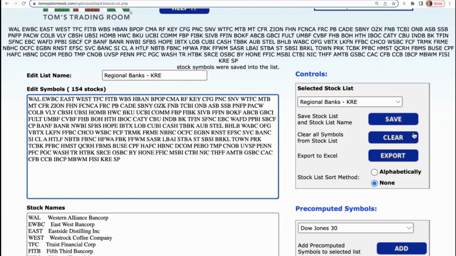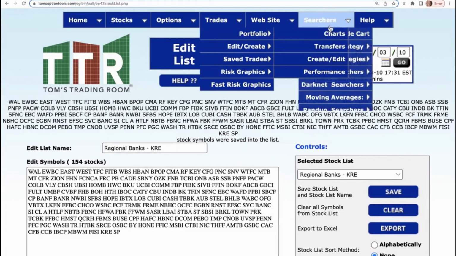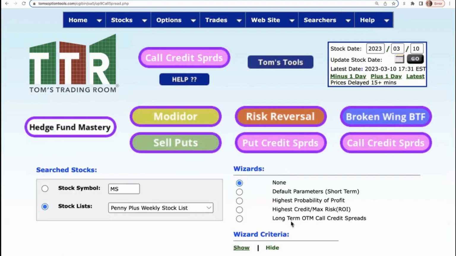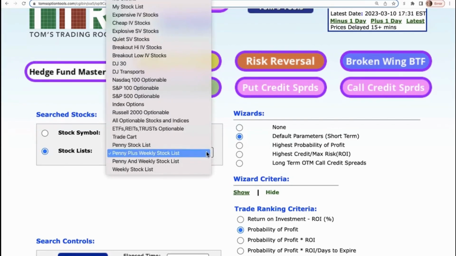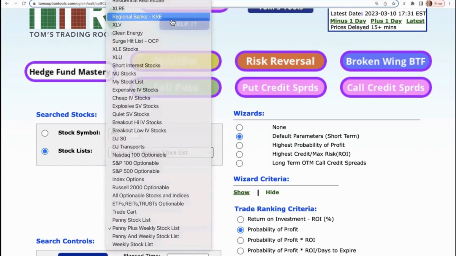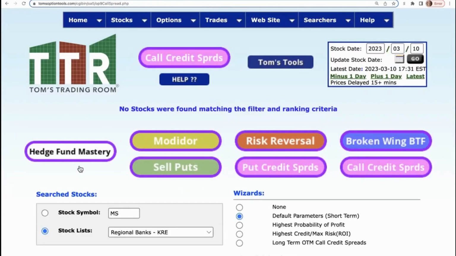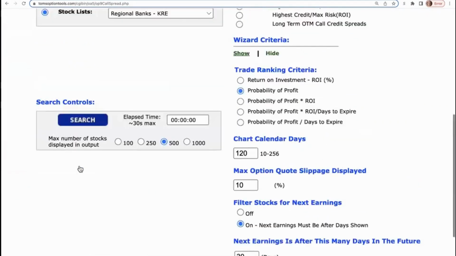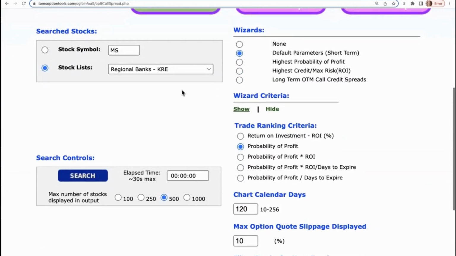I've hit save, and now I'm going to go out and take a look. Go to searchers, single strategy, and call credits. And now I'm going to use what I just demoed, default parameters, short term. Let's grab my regional banking stock list, KRE, and then hit search. Once again, this data is not today's data until 20 minutes from now at 10 Eastern. Okay, none came up on Friday on the list.